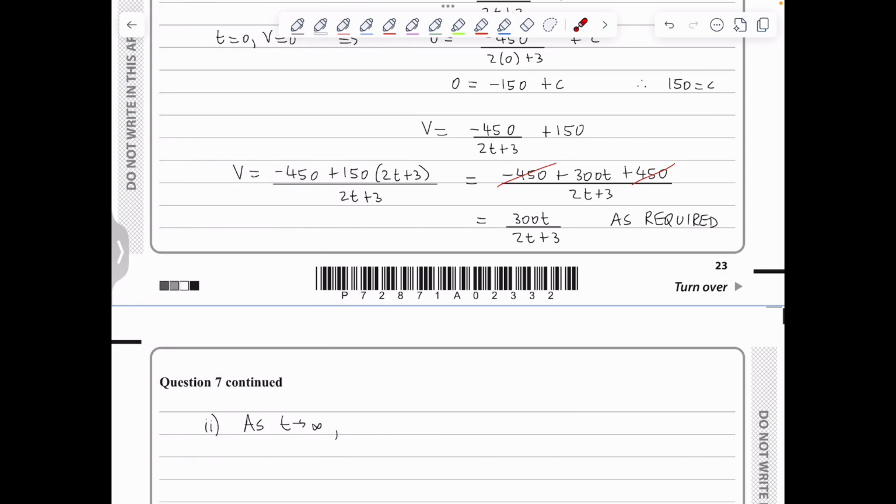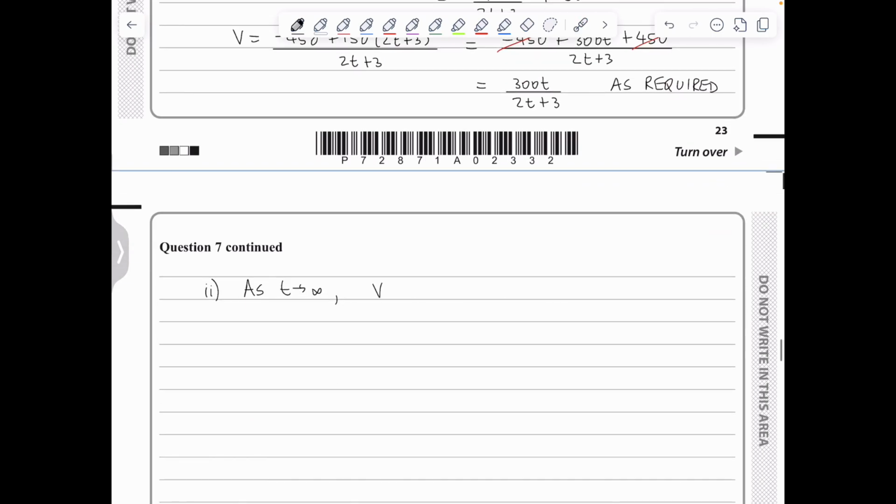So we will simply say that V goes to 150, and therefore the upper limit that we were asked to find is equal to 150, and I need to include the unit: 150 cubic centimeters, otherwise I'll be penalized.